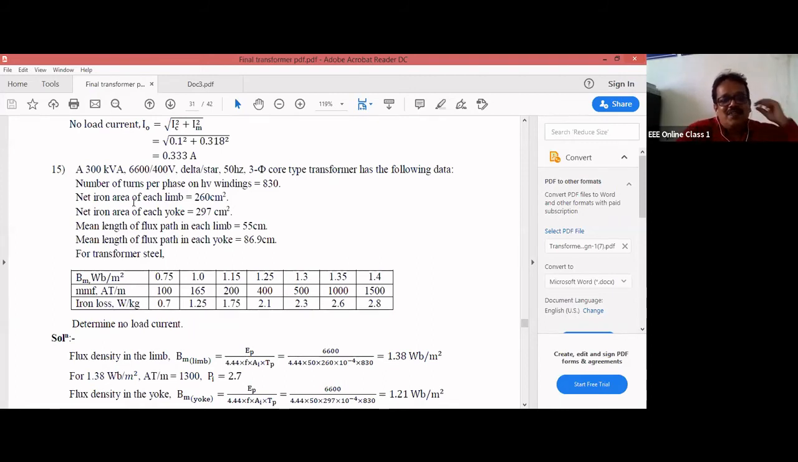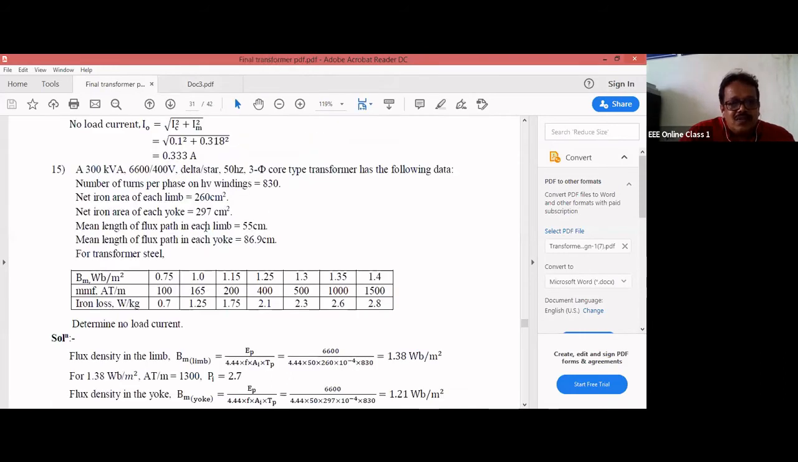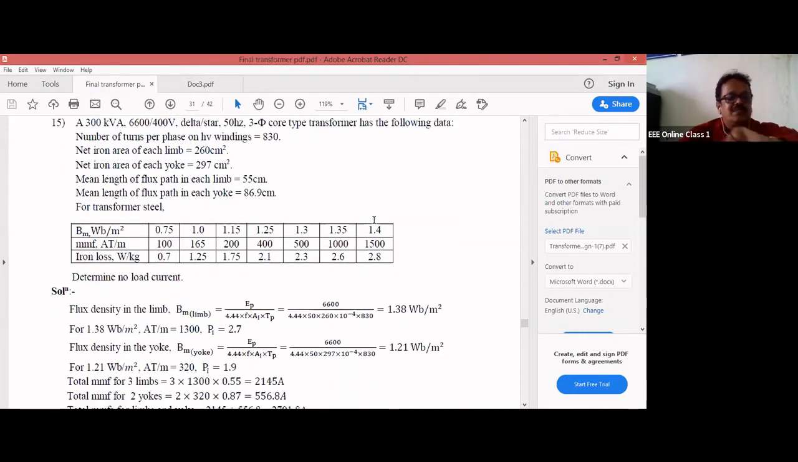Net iron area of each limb is 260 centimeter square. Now the net iron area of each yoke. Even for three phase, we have two yokes, an upper yoke and a lower yoke. So the net iron area of each yoke is 297 centimeter square.